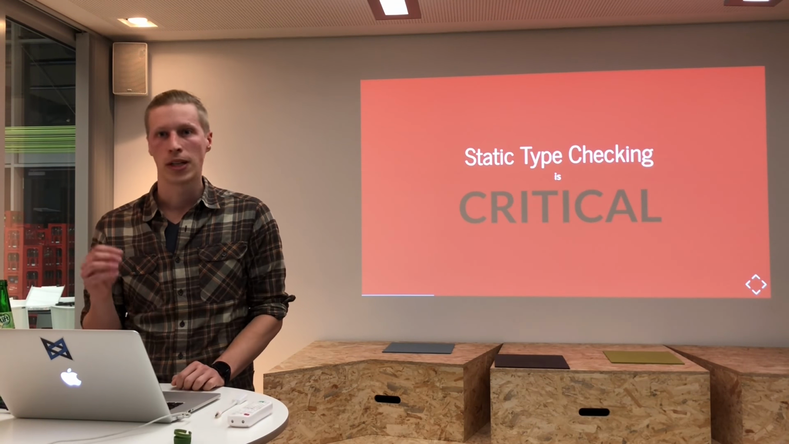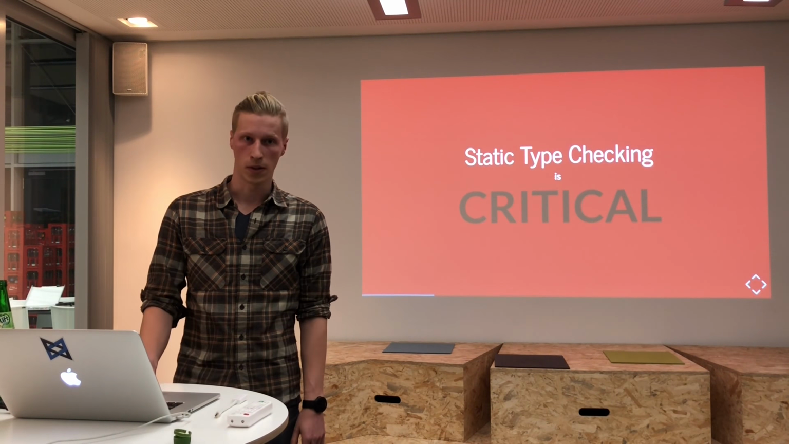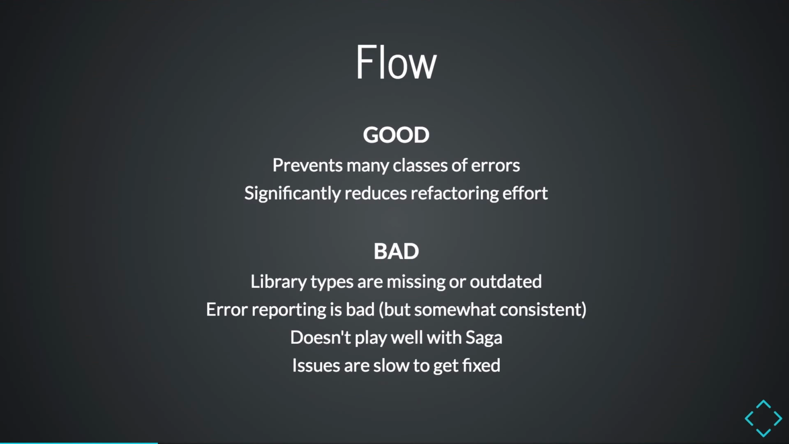I cannot imagine anybody writing a large, serious application in React Native without using Flow or TypeScript. So we use Flow. The good part is that it prevents many classes of errors, and it significantly reduces your refactoring time. But the bad parts, the library types are often missing or outdated. Error reporting is bad, although it's getting better with the latest release. But they are somewhat consistent, so you can kind of start to see patterns and work your way through some things. It plays terribly with Redux Saga, and issues on GitHub are pretty slow to get fixed.